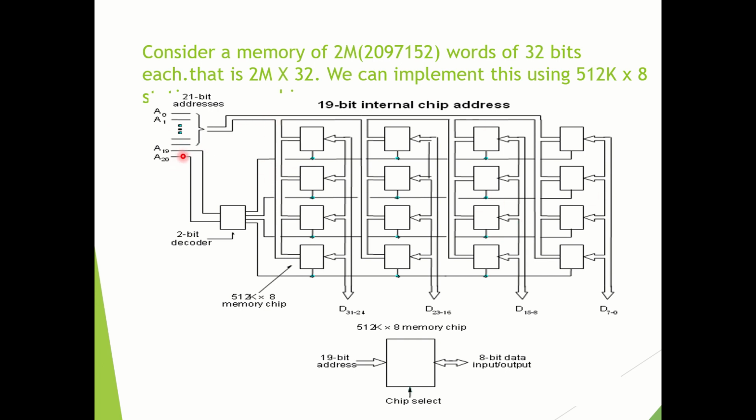Then the higher order 2 bits, we said that extra 2 bits are there, only the lower order 19 bits are used, connected to the address lines of the chip. The higher order 2 extra lines are actually connected to a 2-bit decoder.